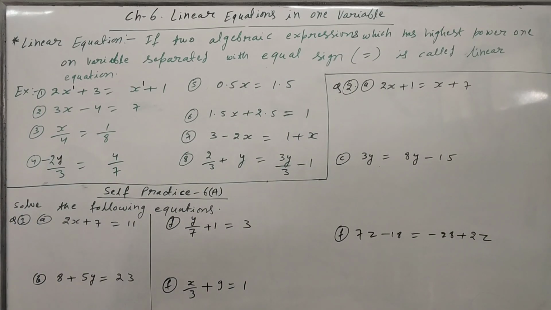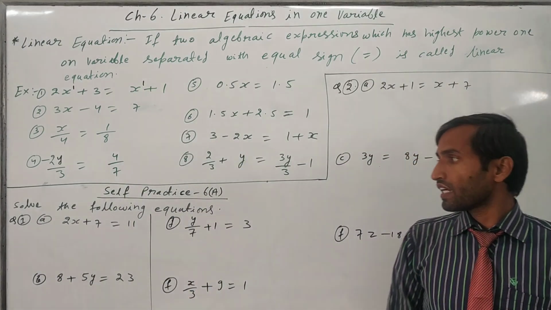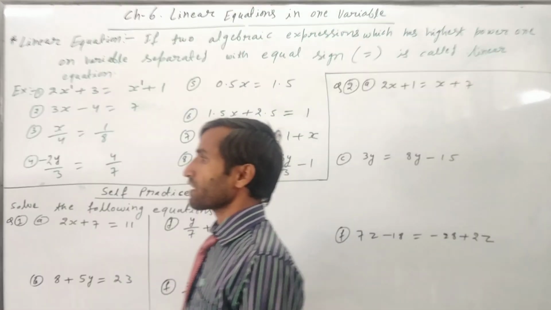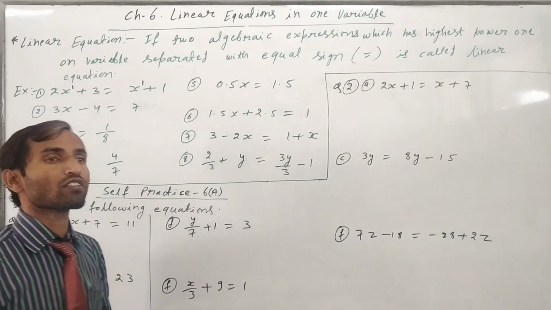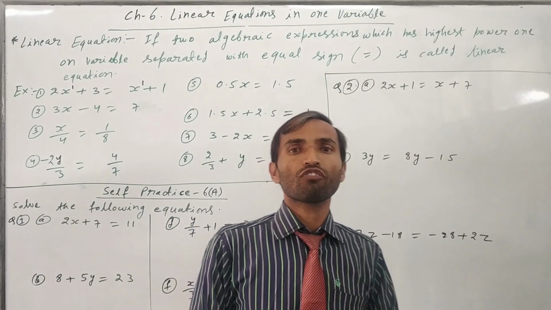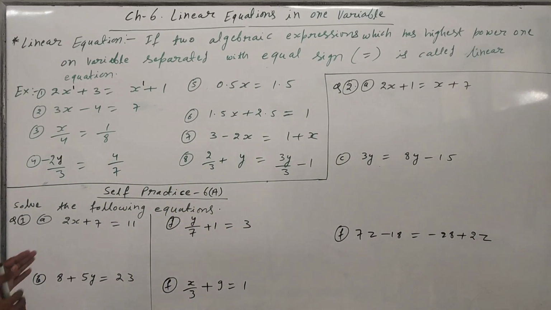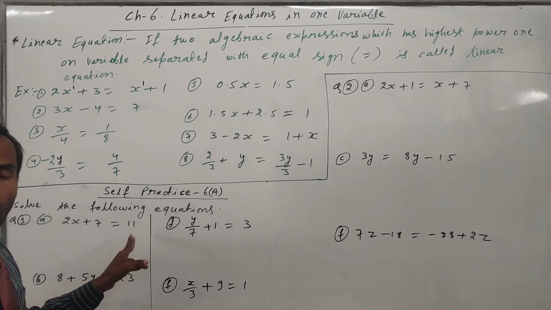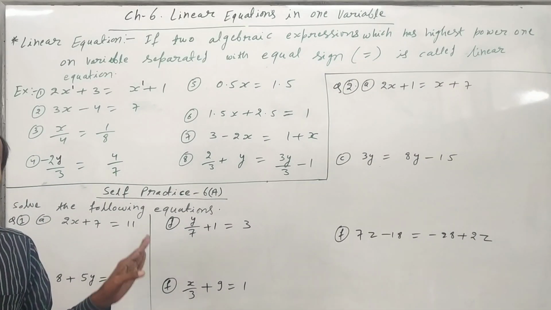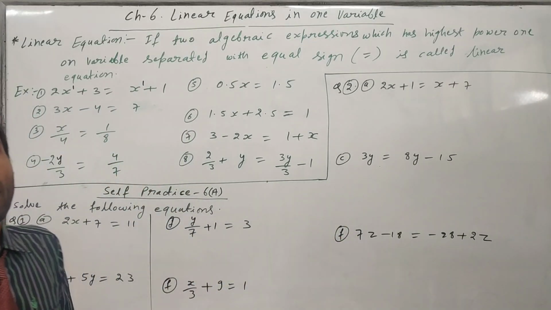Now we have to go for the solving part, that is, our next exercise, self practice 6a. In that we have to solve the linear equation. We have to find the value of the variable: what number should we put in place of x so that it will come equal to 11? In this situation we have to solve the equation.